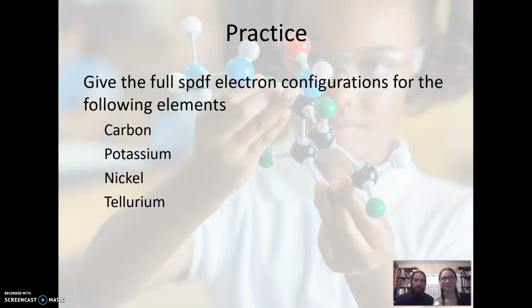Right. Here's some practice for you. We want you to write the full spdf, sometimes called the complete electron configuration, for the following elements. Pause the video and give it a shot.